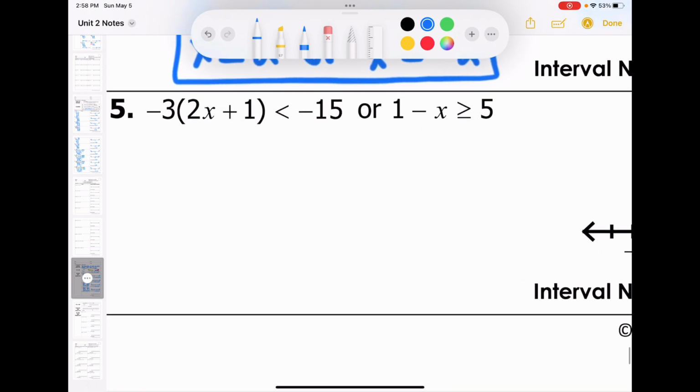Number 5, this time we have some parentheses that we're going to have to get rid of. So we're going to solve these two equations. So the first one, I got to get rid of the parentheses. So I'm going to take that negative 3 and distribute it to the two things inside the parentheses, and that is using multiplication. So I have negative 3 times 2x, which is negative 6x, and negative 3 times positive 1, which is negative 3.